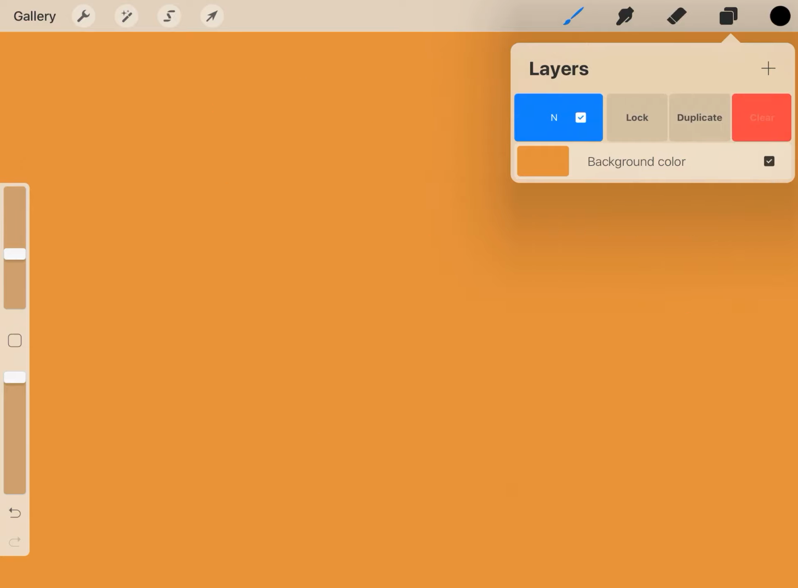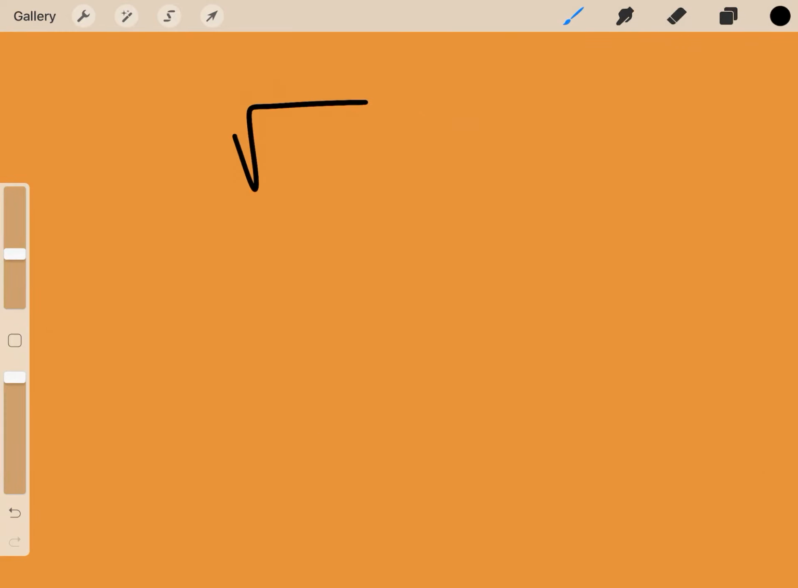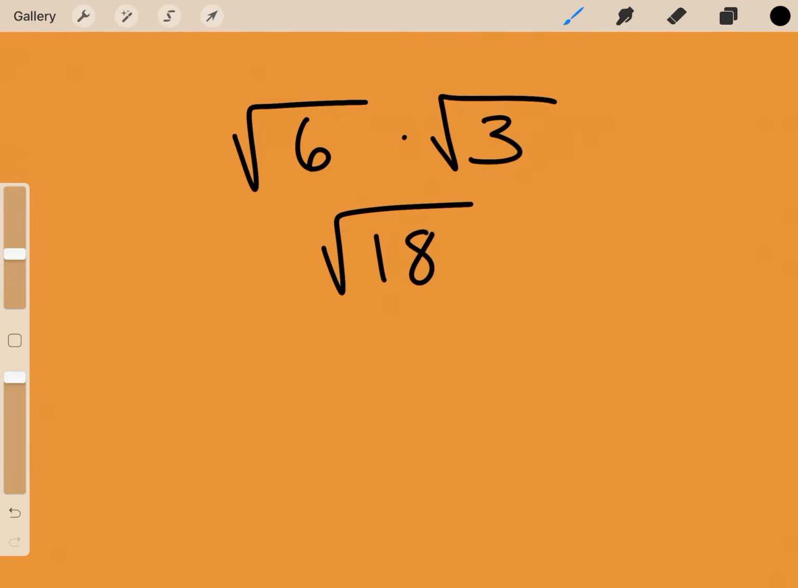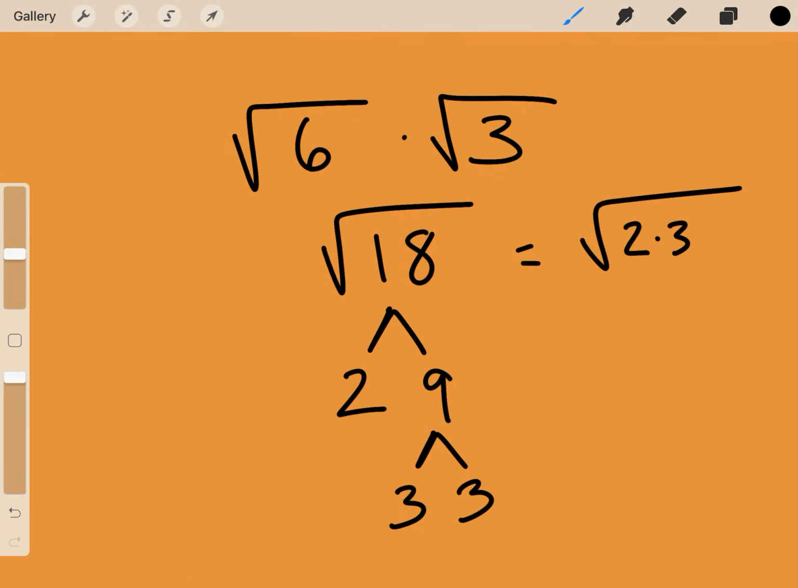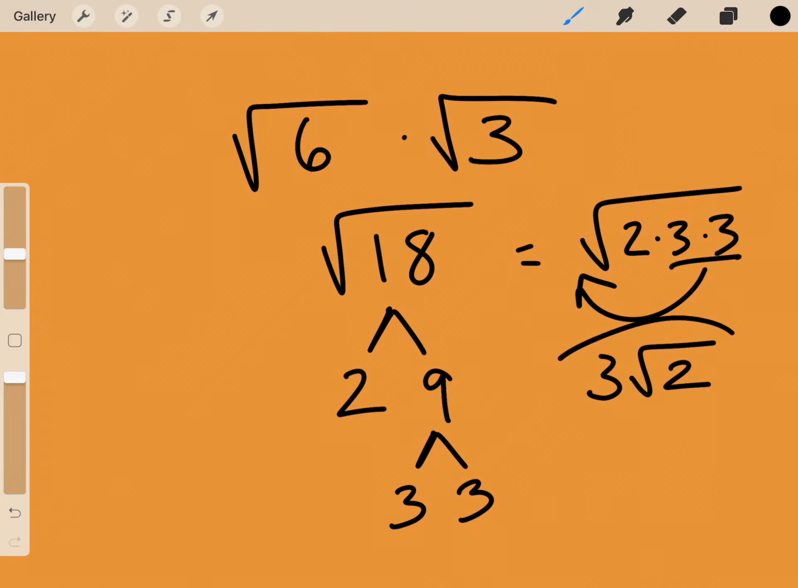And one last one for you to try. Square root of 6 times the square root of 3. Try that one out. That becomes the square root of 18, which breaks down into 2 and 9. 9 is a perfect square of 3 and 3. So then we can break it down into 2 times 3 times 3. The 3's leave, giving us 3 radical 2 as our answer.